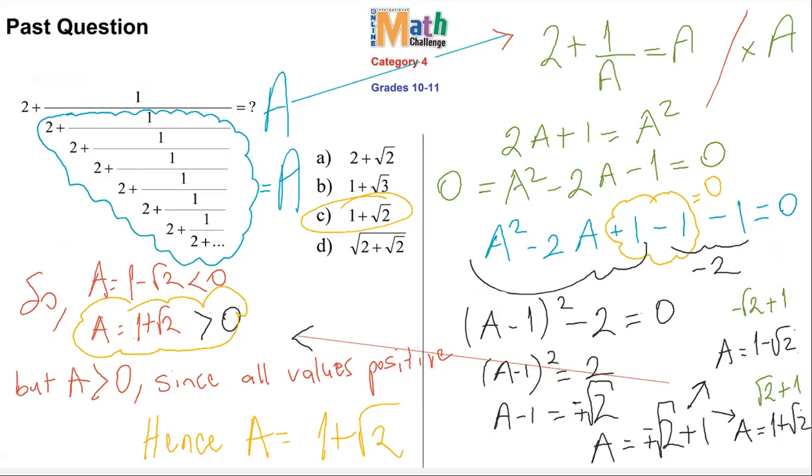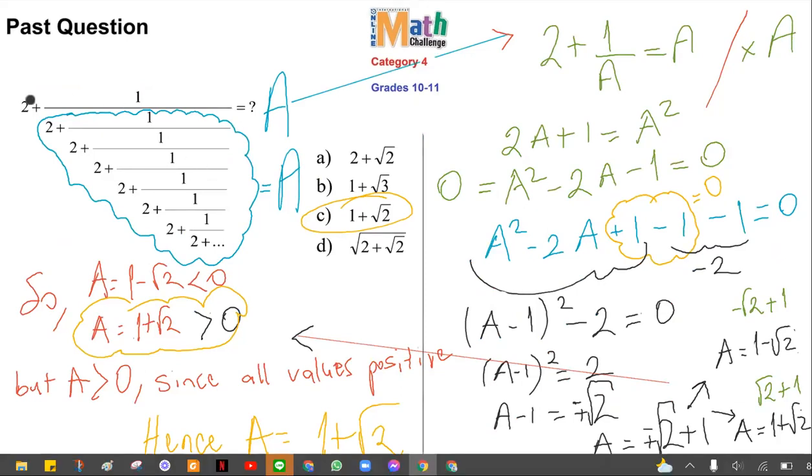Okay, this is our final question. Here we have a continuous kind of fraction. It goes on and on. So it seems hard, but actually not that much if you are good at quadratics.